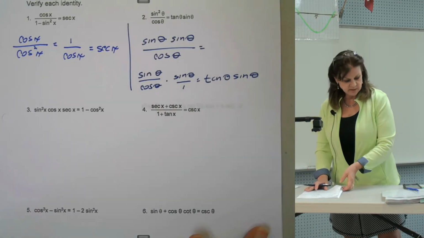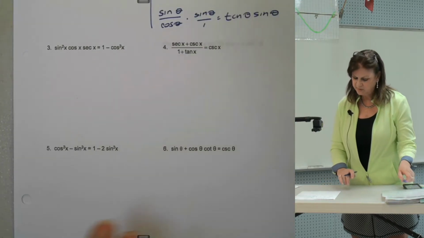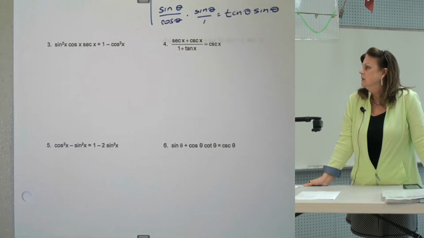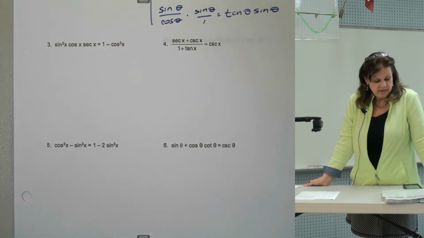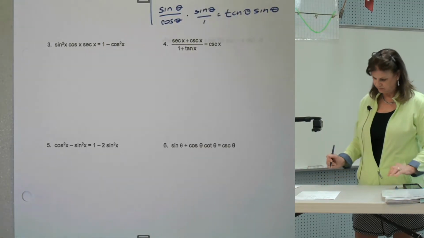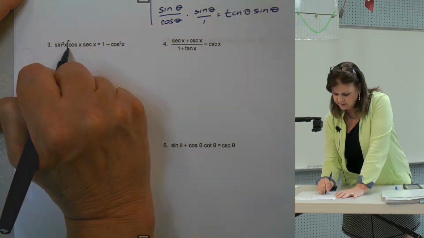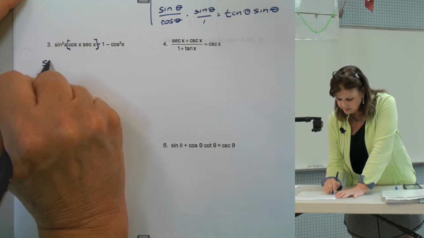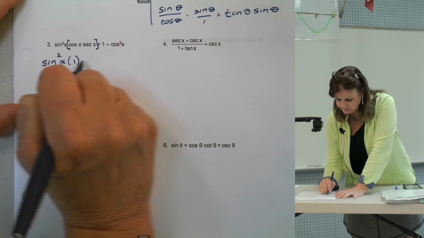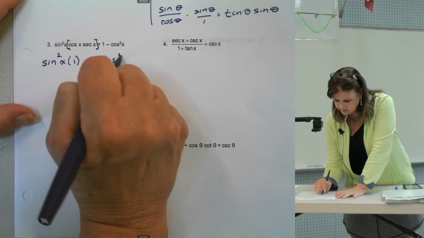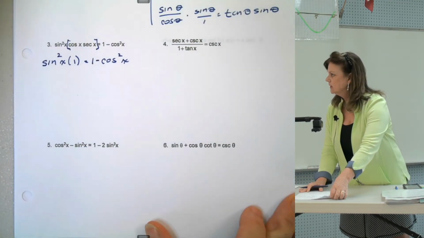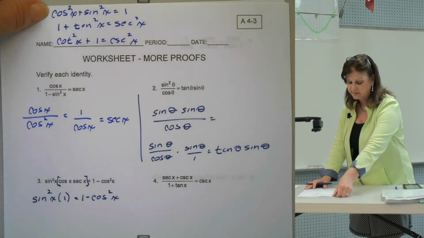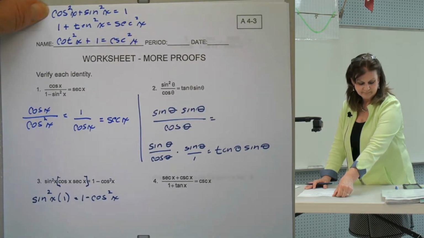All right, let's look at number 3 here. Now we're trying to make sine squared times cosine times secant equal 1 minus cosine squared. Well, again, you should recognize pretty quickly cosine times secant is 1. So I've got sine squared x times 1, which is 1 minus cosine squared x. And if you go look at the granddaddy equation, we are done. 1 minus cosine squared x is sine squared x. Done and done.